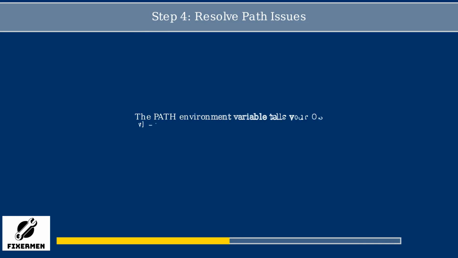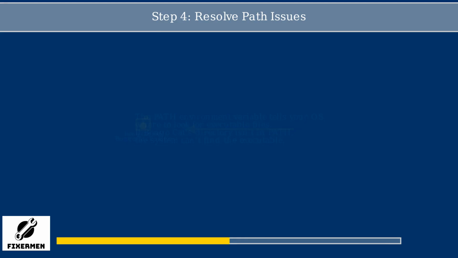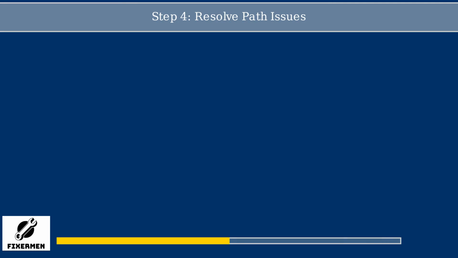Sometimes the operating system can't find the executable because it's not in the system's path. The path environment variable tells your OS where to look for executable files. If Bongo Cat's directory isn't in path, the system can't find the executable. To add the directory to path on Windows, right-click This PC, select Properties, then go to Advanced System Settings. Click Environment Variables, find the path variable, and add the full path to your Bongo Cat folder. Restart any command prompts for changes to take effect.